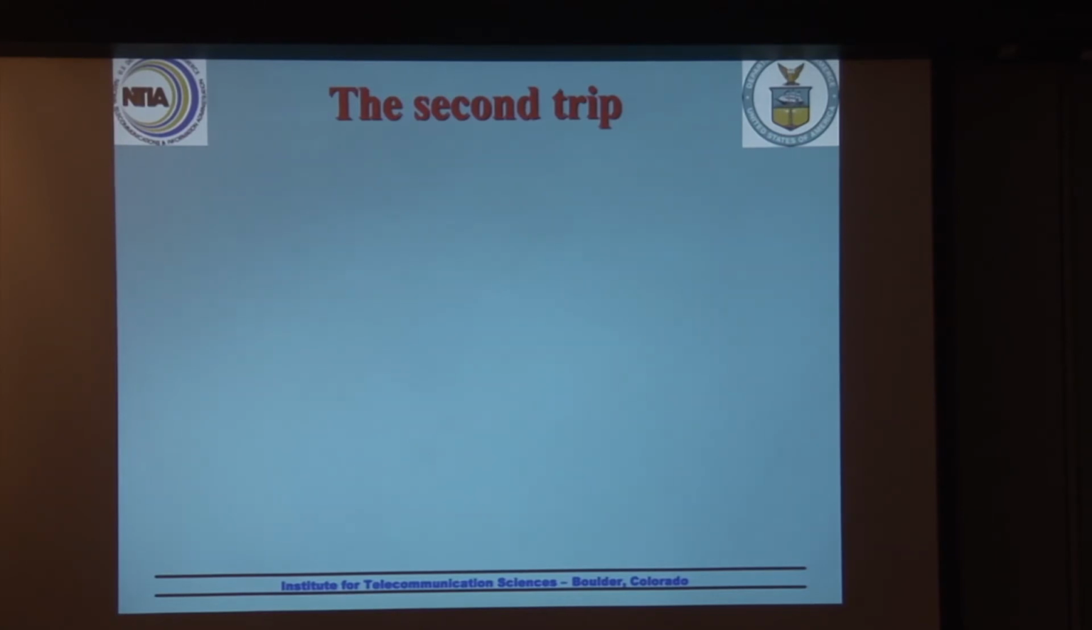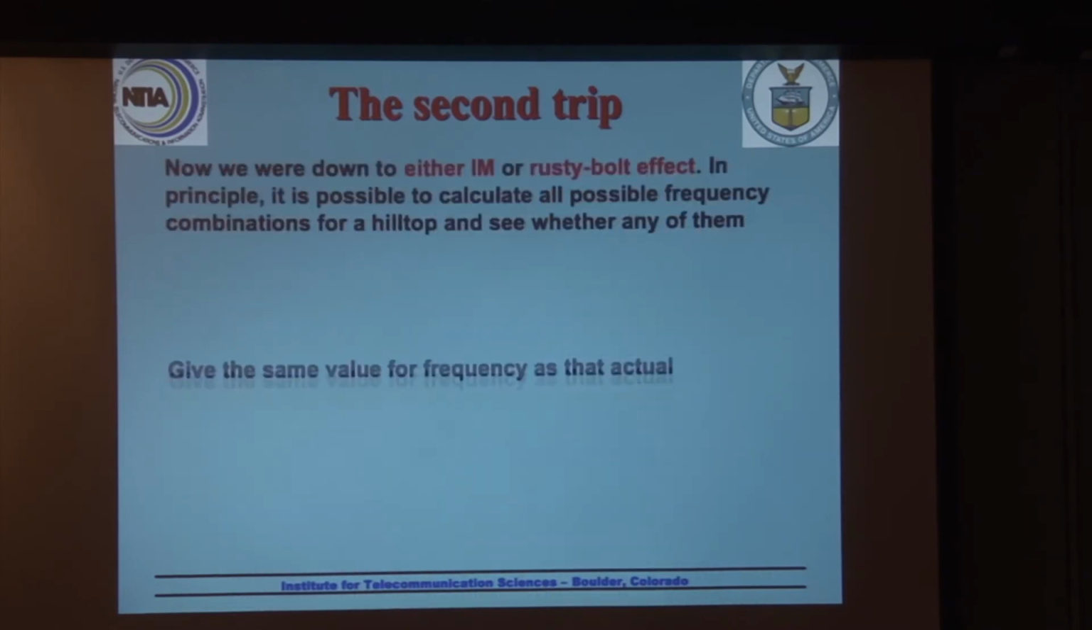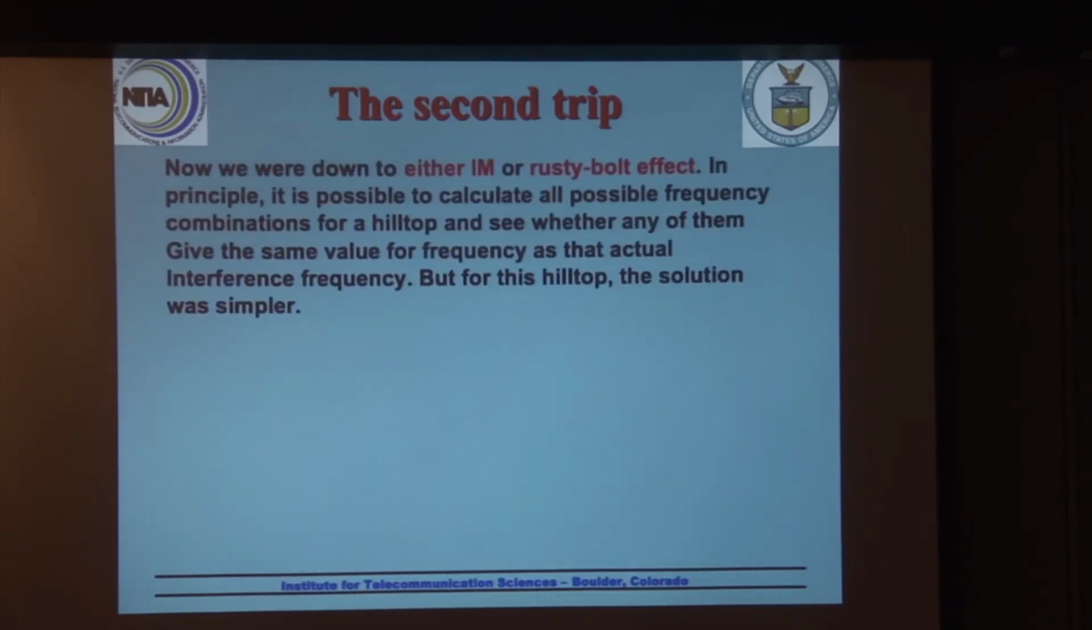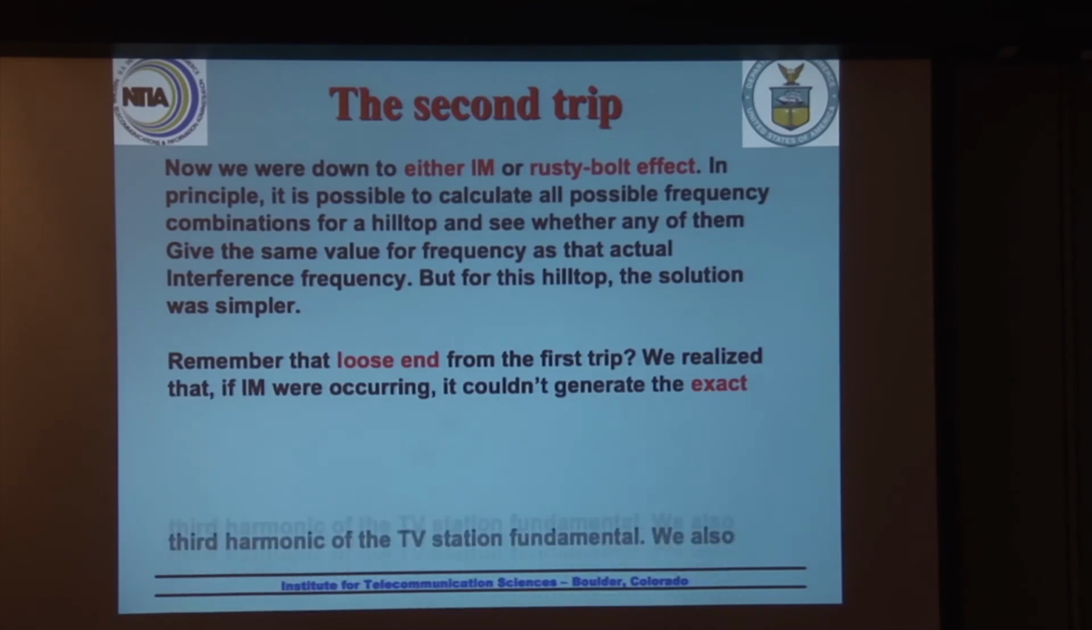Okay, so good. That's another one down. So now we're down to either intermod or the rusty bolt effect. In principle, you can calculate all the possible frequency combinations for a given hilltop, given all the transmitters on the hilltop, and figure out whether any of them could give the same value for the frequency of interference as what you're actually seeing. But for this hilltop, the solution is actually quite a bit simpler.